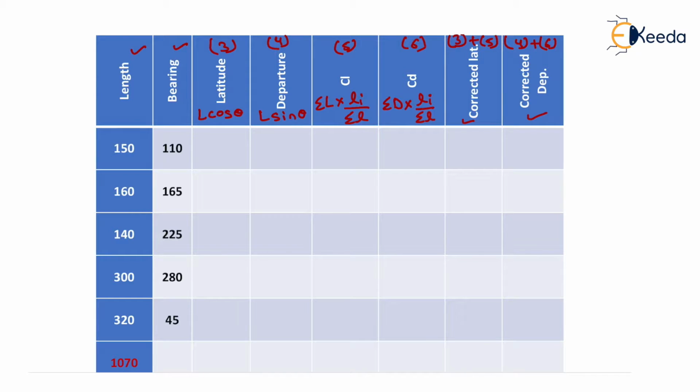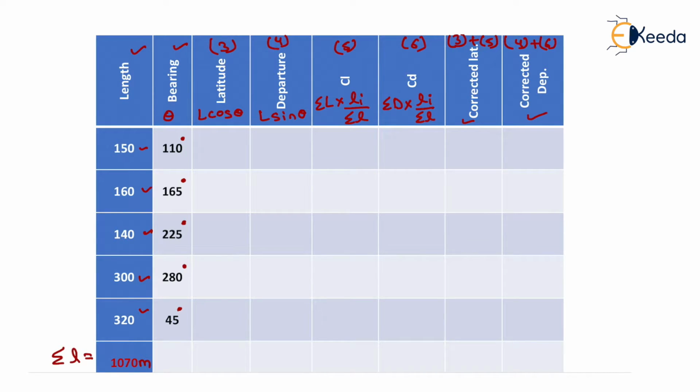Okay students, now we have the lengths of AB, BC, CD, DE, EA, that is 150 meter, 160 meter, 140 meter, 300 meter and 320 meter. After addition we will get summation L equals 1070 meter, that is the perimeter of the traverse. Now the bearing is given as 110 degree for AB, 165 degree for BC, 225 degree for CD, 280 degree for DE and 45 degree for EA.